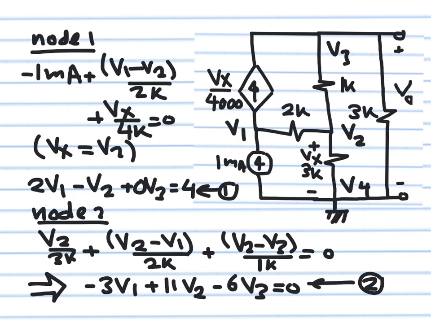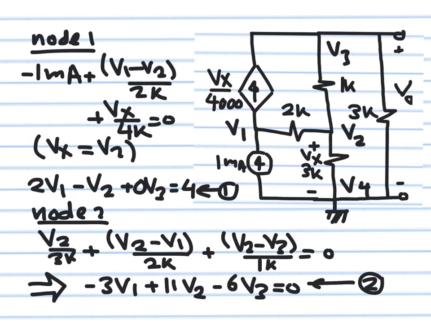Okay, let's apply KCL at node number 2. This node number 2, sum of all currents leaving this node are equal to 0. (V2 minus V1) over 2K, plus V2 over 3K, plus (V2 minus V3) over 1K is equal to 0. I have these three currents. I multiply both sides by 6K, and I collect the coefficients. I end up with this one here.